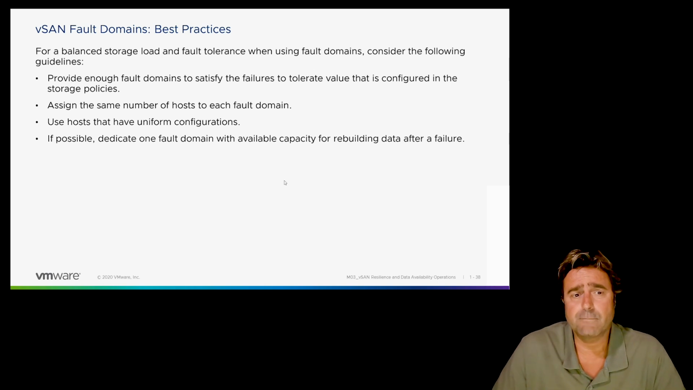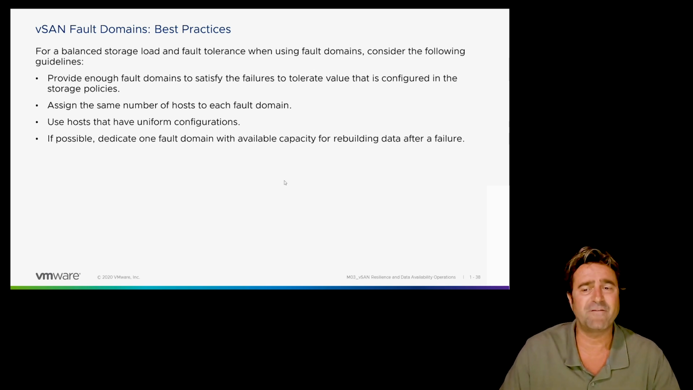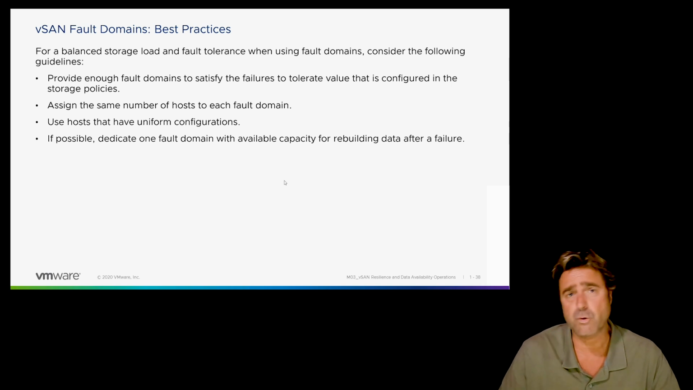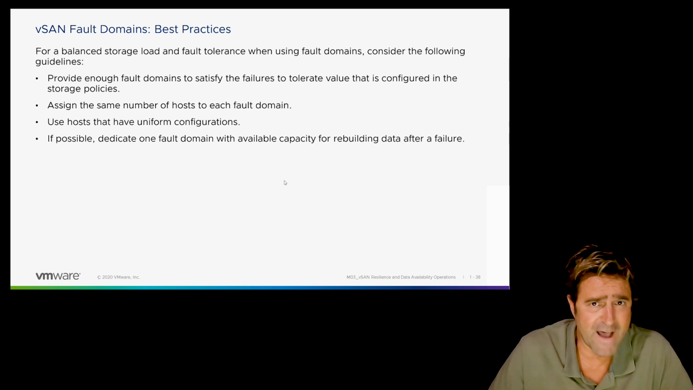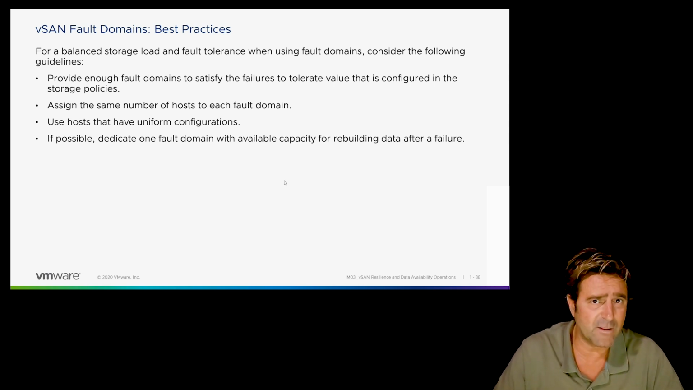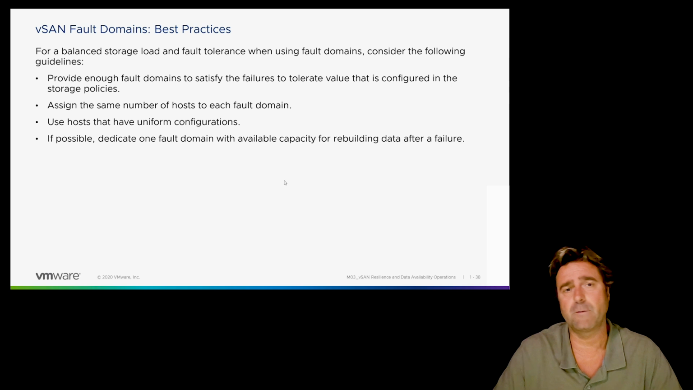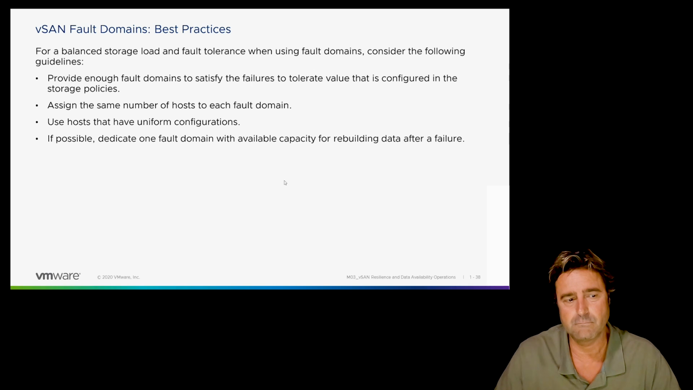So when you take a look, here we talk about best practices. Now, if you look at the first bullet, it says provide enough fault domains to satisfy the failures to tolerate value that is configured in the storage policies. Once again, for example, for RAID 5, I would need 4 hosts. So in that case, I need either 4 implicit fault domains or a combination of implicit and explicit fault domains. But again, they need to total at least 4.